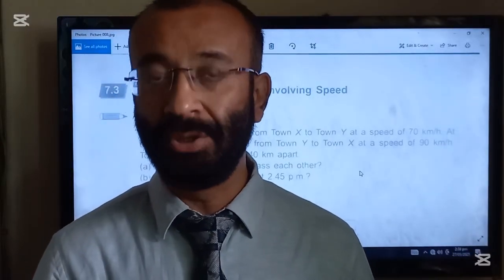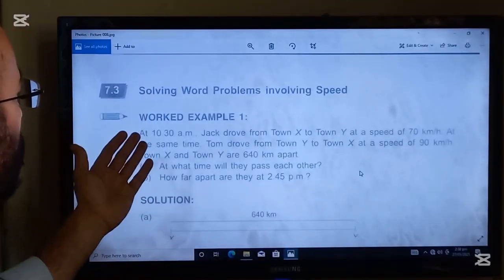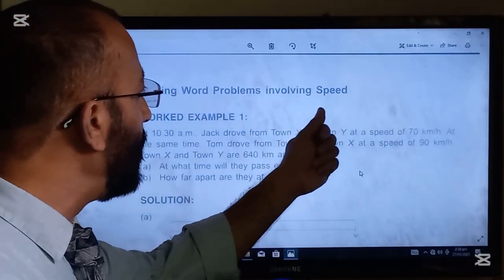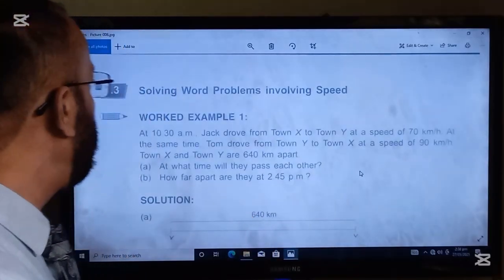Good morning, students. Today we are going to start a new topic in mathematics, that is solving word problems involving speed. This is a tough topic, so concentrate.